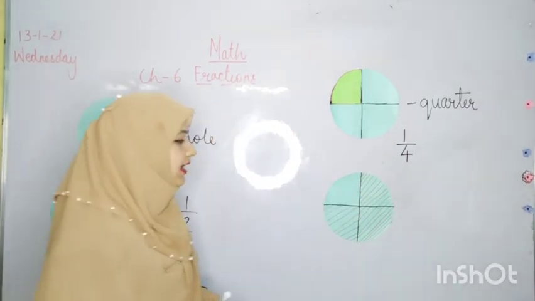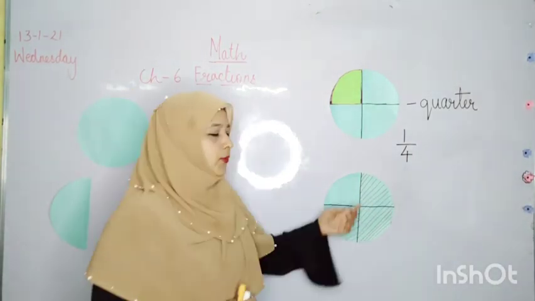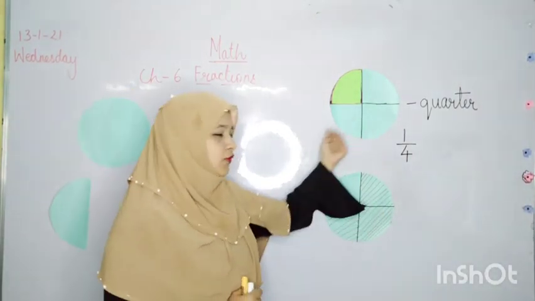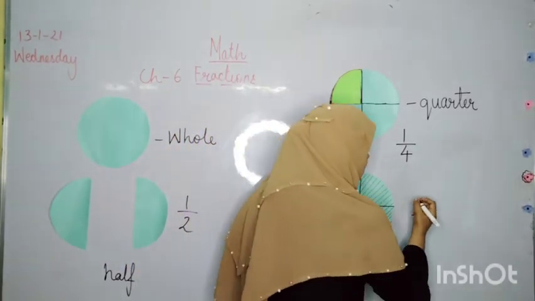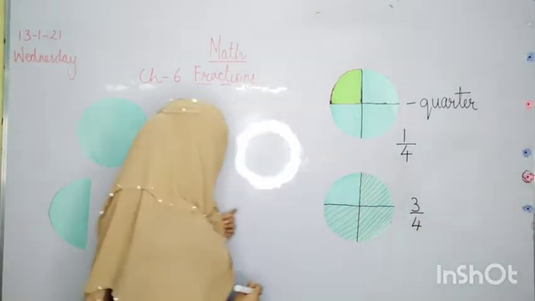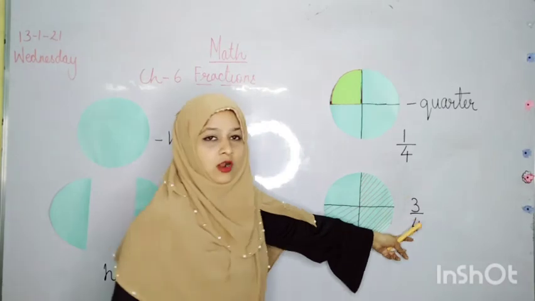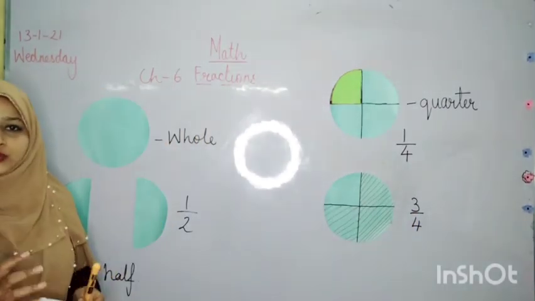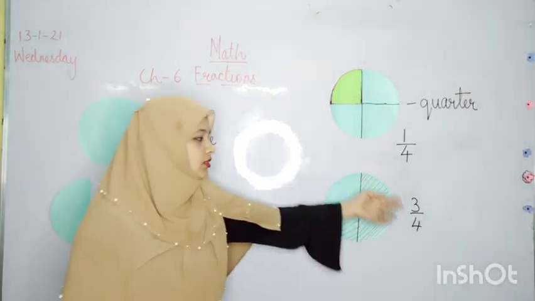In this way I got 3 parts, which I wanted. So when I remove 3 parts from one whole circle, what is it called? It is called 3/4. This is called 1/2, this is called 1/4, and this is called 3/4. These were the fractions which we were going to learn: half, 1/4, and 3/4.